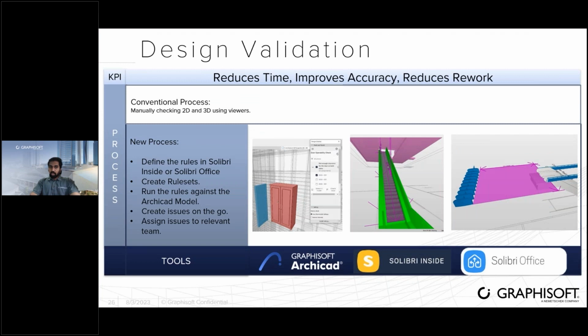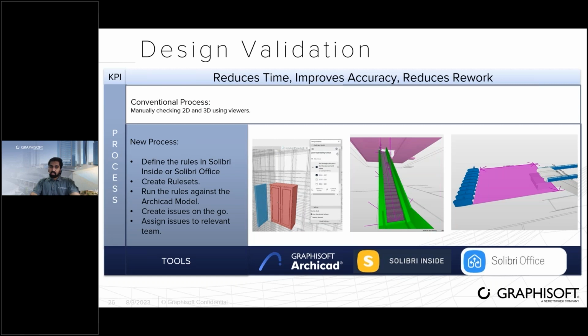So for the KPI for this design validation use case, it reduces a lot of time, as it takes very long to manually check the models using the viewers, and it also improves the accuracy and reduces the rework in the design process as well as in the construction stage. The tools that we have used here are Solibri, Solibri Inside, and Solibri Office. You can use either one of Solibri Inside or Solibri Office to complement the Archicad design that you have inside Archicad.